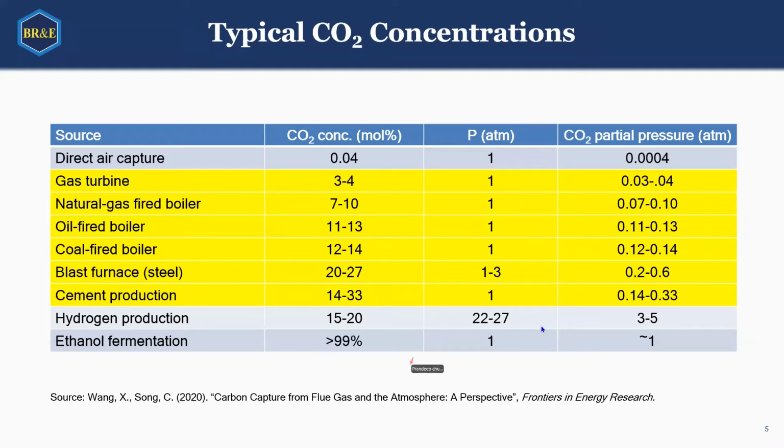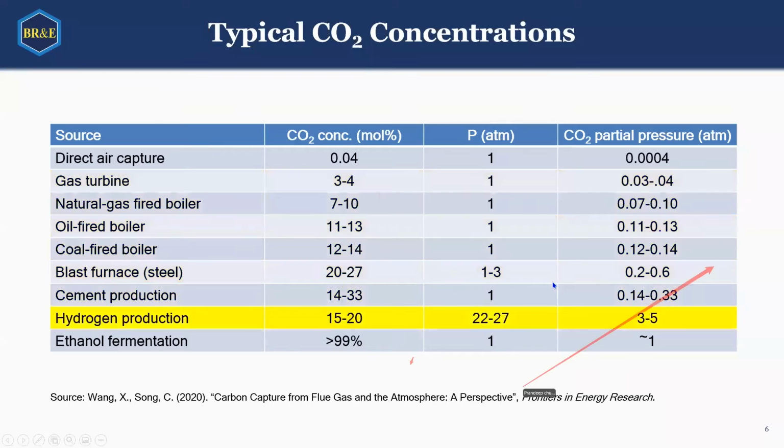Another cool thing would be hydrogen production. As you can see, the CO2 is similar to cement production, or it could be similar to a coal-fired boiler. But what you need to look at is the pressure. You can see the pressure is about 22 to 27 atmospheres. It could be even higher.